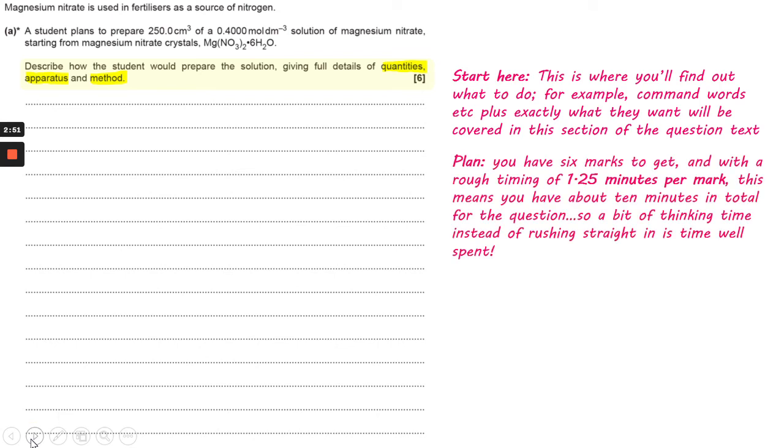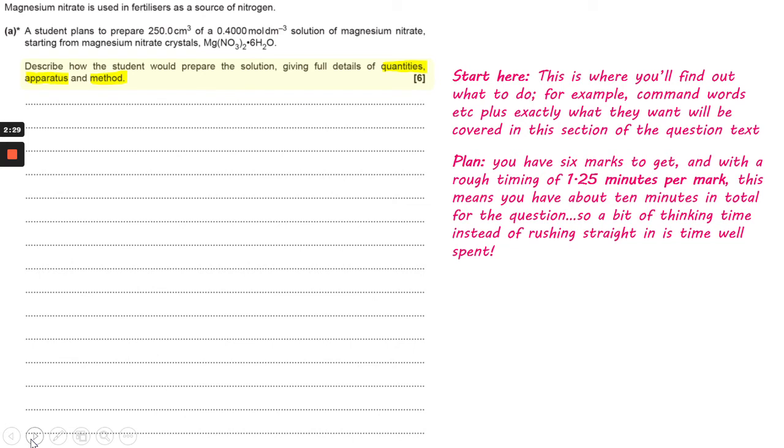So you've got a bit of time to plan and have a think about what you're going to put down. There's no need to rush straight in, because you have 1.25 minutes per mark and you have 6 marks to try and obtain. So roughly doing the maths, that allows you about 10 minutes in total for the question. It's sometimes worth actually just putting your pen down for a moment, thinking about how you're going to plan out what you're going to say.